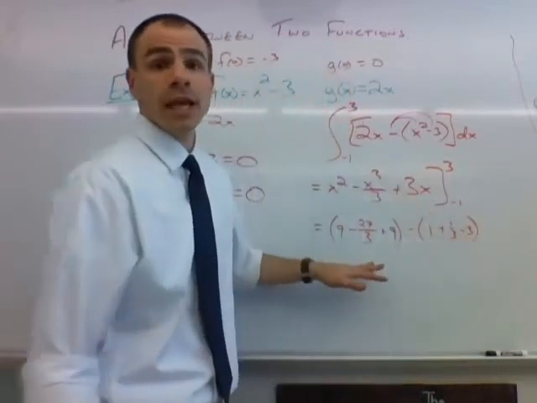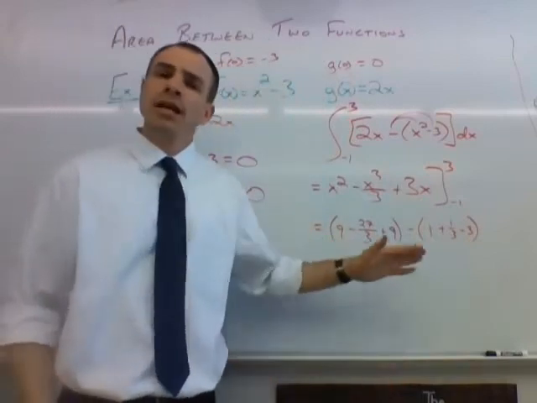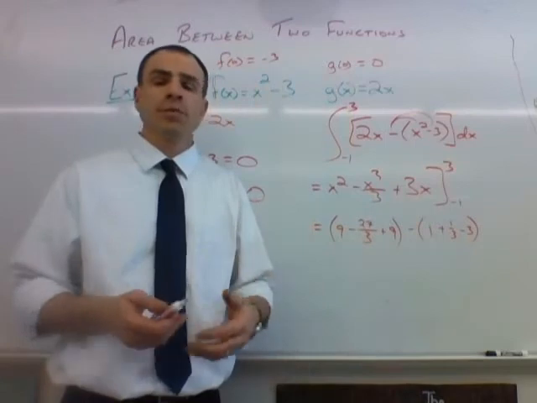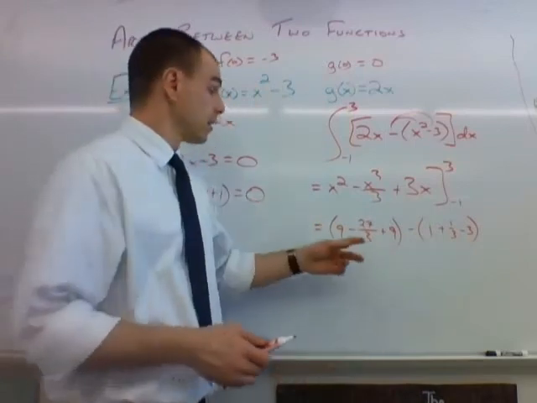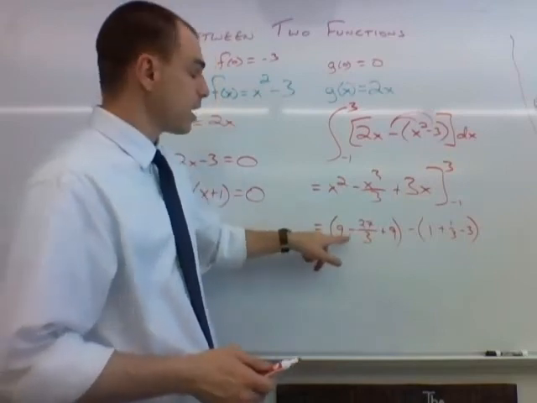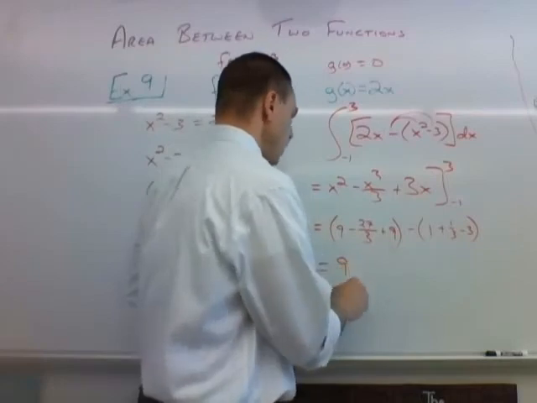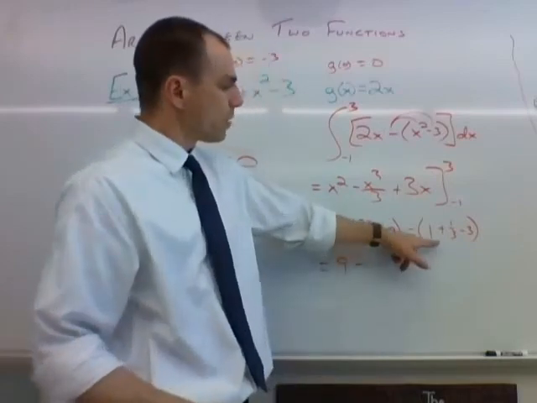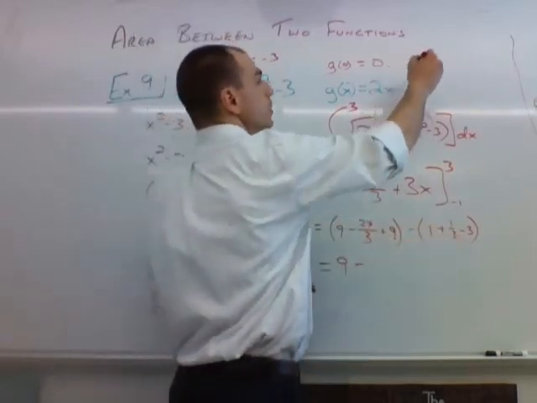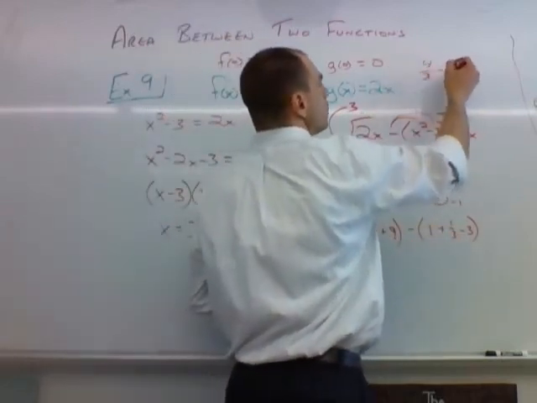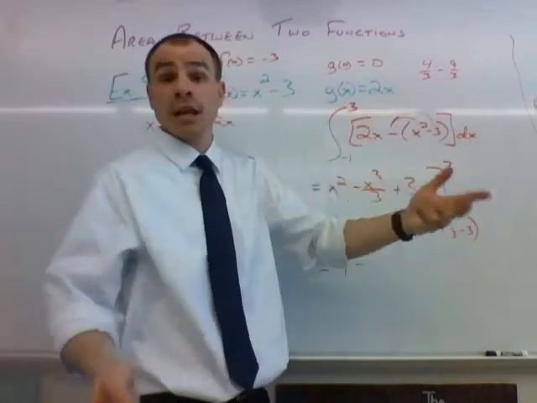Right. Now again, if this is on the free response section of the exam, you are done at this point. You do not need to simplify this. If it's in the multiple choice part of the exam, that's not going to be one of the answers. They're going to want you to simplify. 27 thirds is 9, so 9 minus 9 is 0. Plus 9 brings us back to 9. So we have 9 here, minus 1 1/3, all right, minus 3. 1 1/3 is 4 thirds. 3 is 9 thirds. So we have 4 thirds minus 9 thirds, or negative 5 thirds.